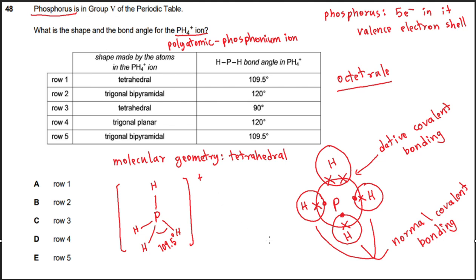So now we know the bond angle is 109.5 degrees and the arrangement is tetrahedral. We can now look for the correct option. The shape made by the atoms in the phosphonium ion is tetrahedral and the bond angle in the phosphonium ion is 109.5 degrees. So row 1 is correct. So option A is correct. This is how we solve this question.